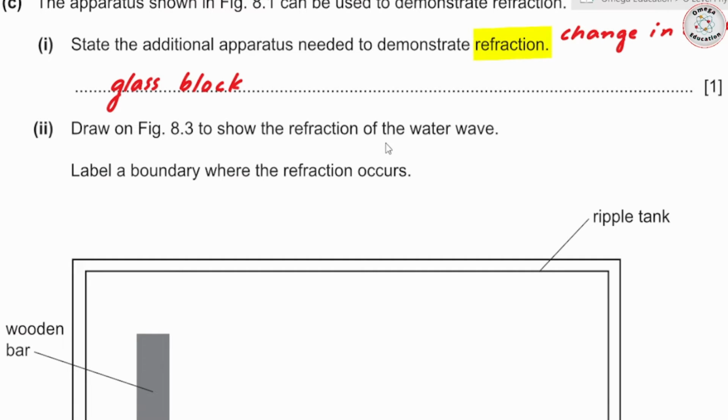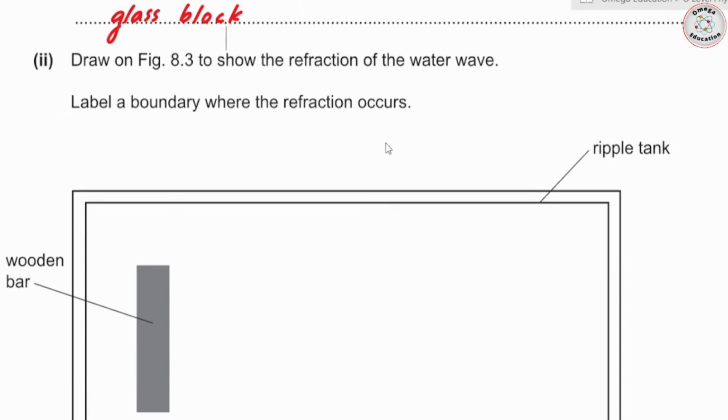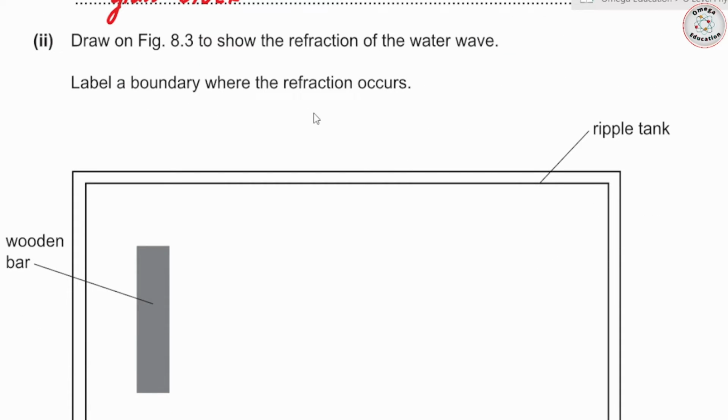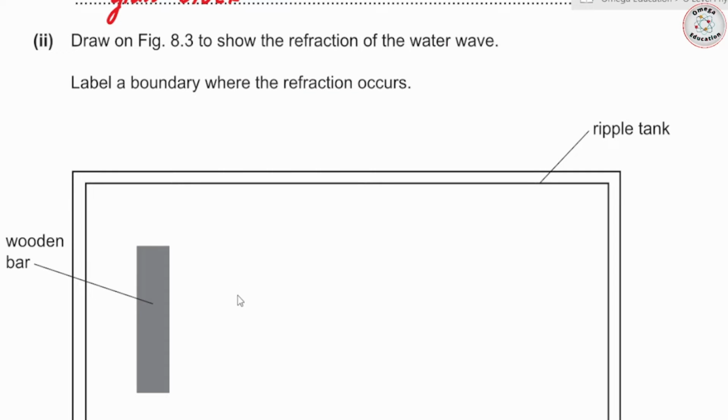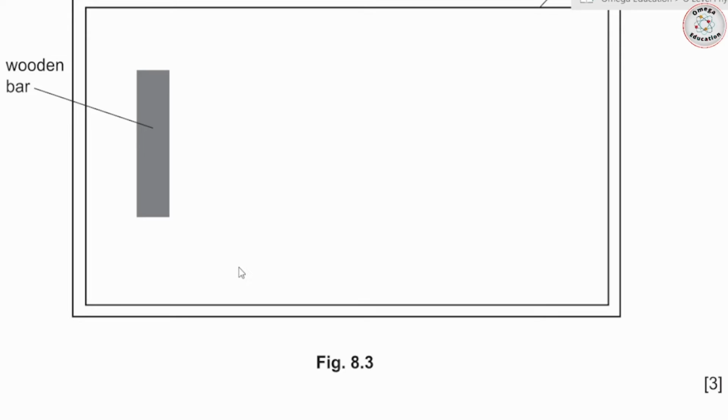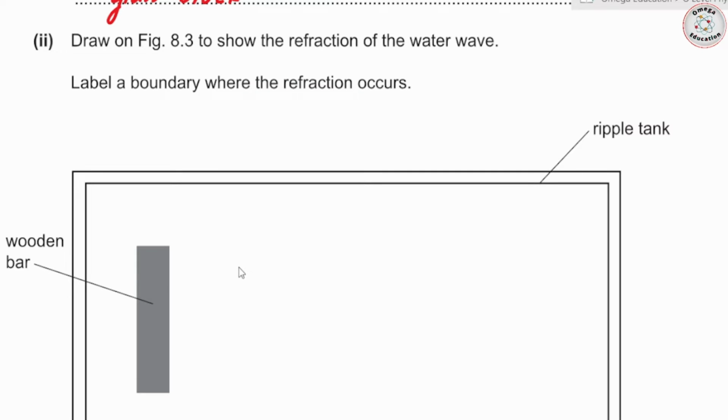Draw on figure 8.3 to show the refraction of the water wave. Label a boundary where refraction occurs. Okay, so we have to place, and this question is 3 marks. Very good question we have here. So we have to show the process of refraction. We have to draw the wavefronts of the normal waves. Then we need to place a barrier beyond which the refraction occurs, and then we also need to show the wavefronts of the refracted waves.